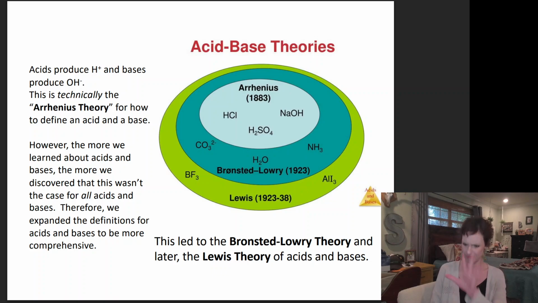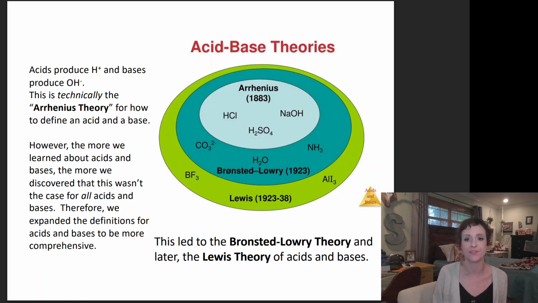So let's talk about what is going on with these theories. Acids produce hydrogen ion, bases produce hydroxide. This is technically the Arrhenius theory for how to define an acid and base. However, the more we learned about how acids and bases behave, the more we discovered that this Arrhenius theory wasn't the case for all acids and bases. Therefore, we had to expand the definitions for acids and bases to be more comprehensive. So as a result of that, this led to the Bronsted-Lowry theory, which provided a little bit more clarification, and then later the Lewis theory of acids and bases.